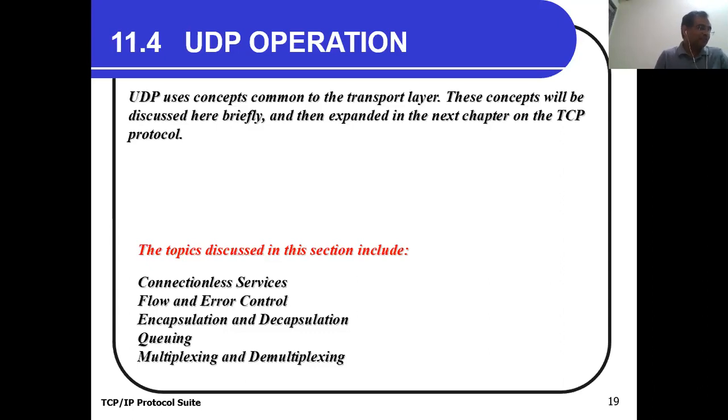The lack of flow control and error control means that the process using UDP should provide for this mechanism. It is not the responsibility of the UDP protocol. The process which is using this service has to make sure that flow control, error control and the connections are made reliable somewhere. UDP doesn't take care of it. Next is encapsulation and decapsulation.